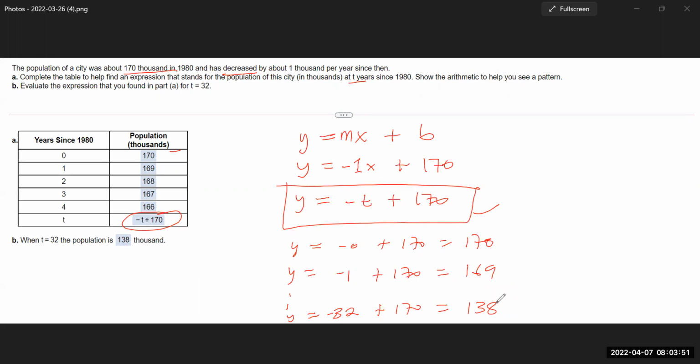Now, some key things that I want to alert your minds to: when your slope is positive, when you hear increase, that means your slope is positive. When you hear decrease, that means your slope is negative. And here we had a decrease scenario. So that's why our slope was negative. Okay, so that's all about this problem. Thank you.